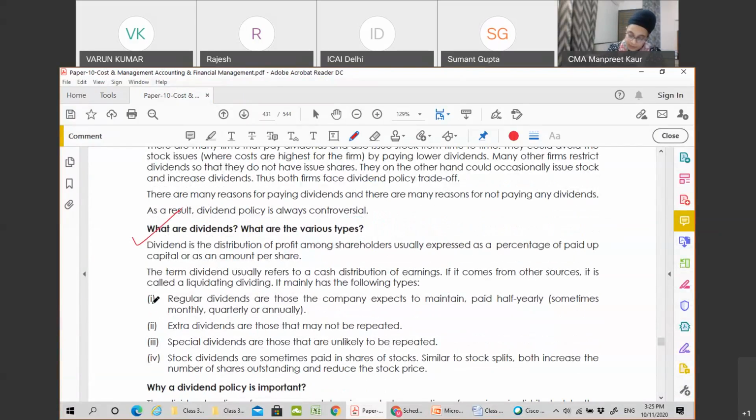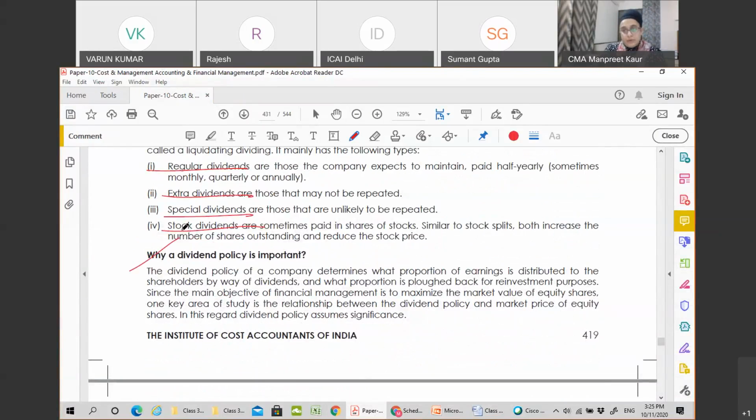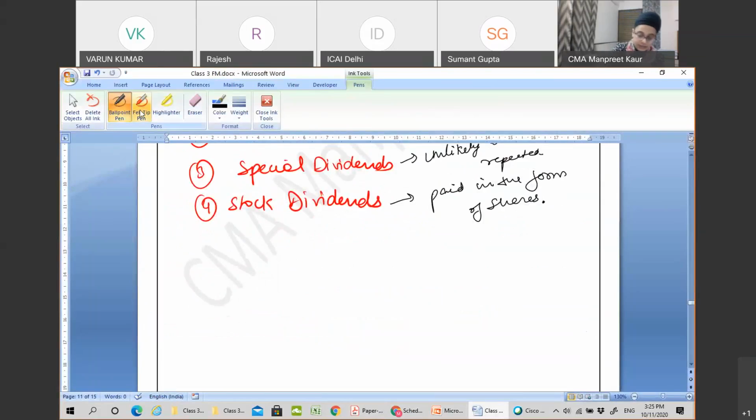What dividends are, and the types of dividends, we have done. Why is a dividend policy important? Because the main objective of financial management is to maximize the market value of equity shares, and it is a key area to study the relationship between dividend policy and the market price of the equity share. In this regard, dividend policy assumes significance. Why does it assume significance? Let's discuss.